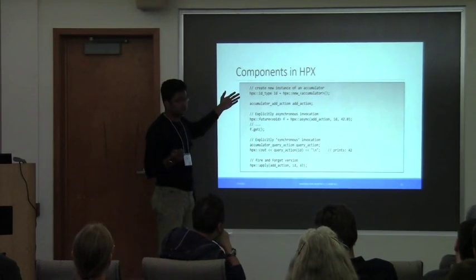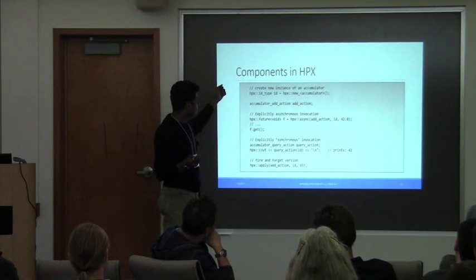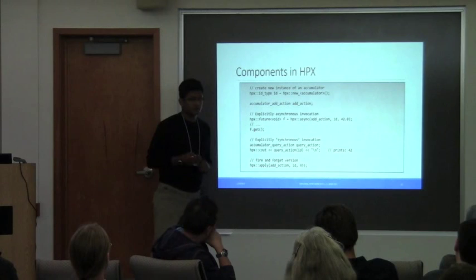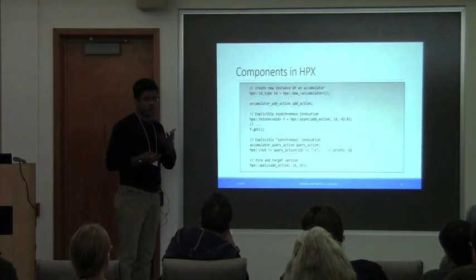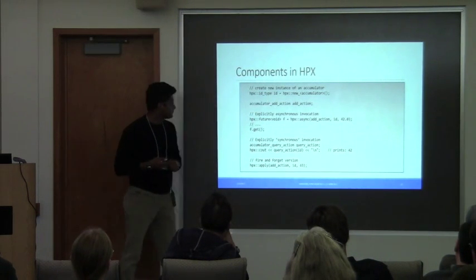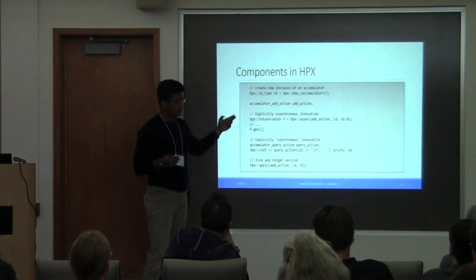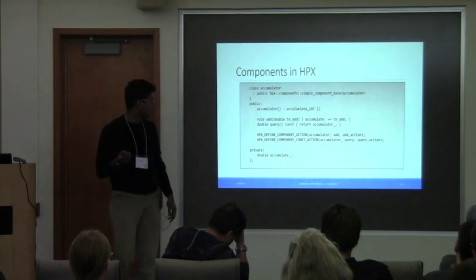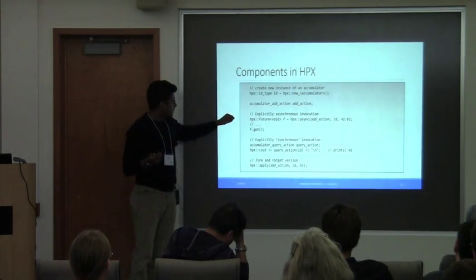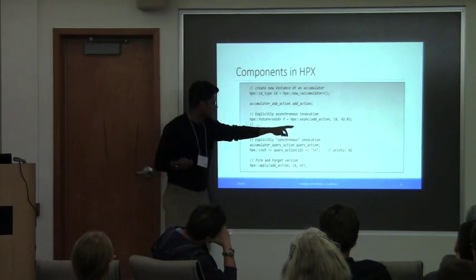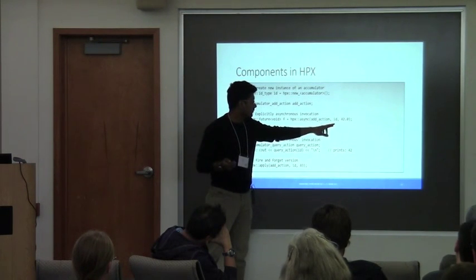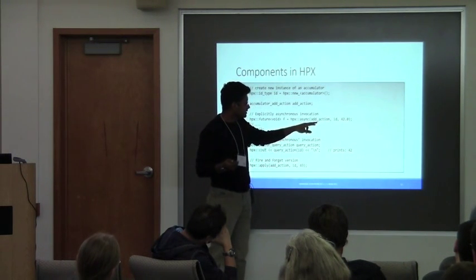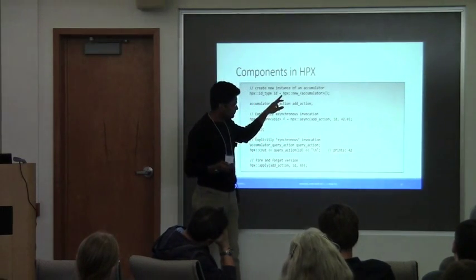How do I use the components? Invoking HPX new with the component type accumulator will give me a global name pointer called ID, and this will declare the member action of the member function defined within the component, and I would invoke it asynchronously. I could invoke asynchronously the member action type with the component ID. This is not the locality ID, but the component ID. So that tells me that the action type belongs to that component, which is instantiated over here. And I give the value.